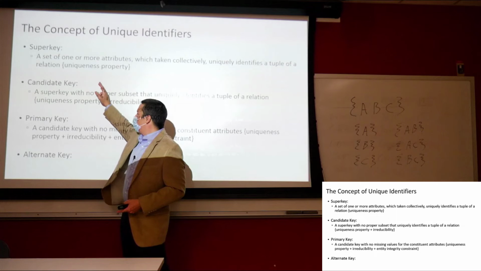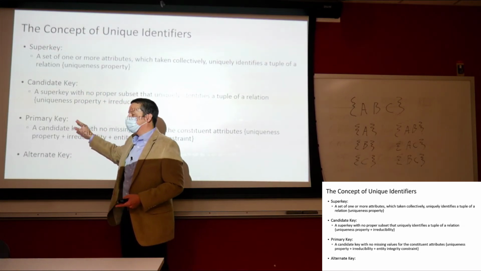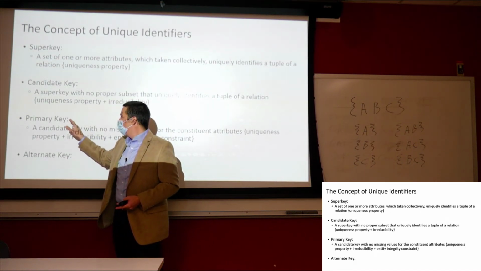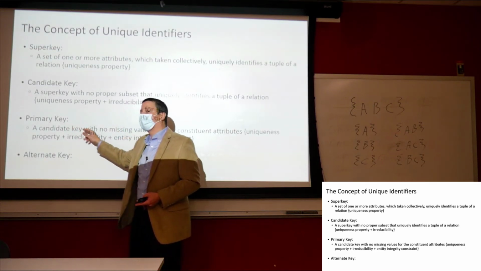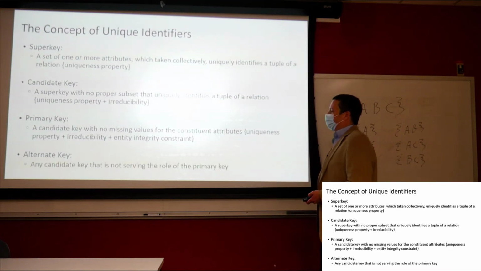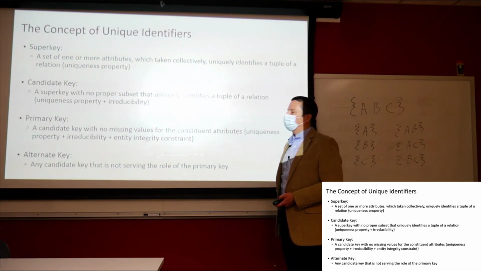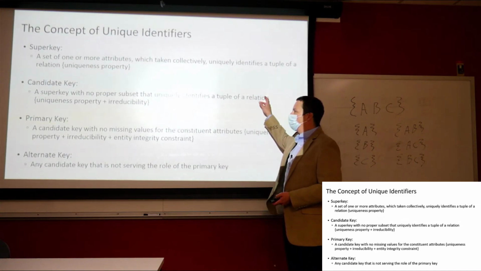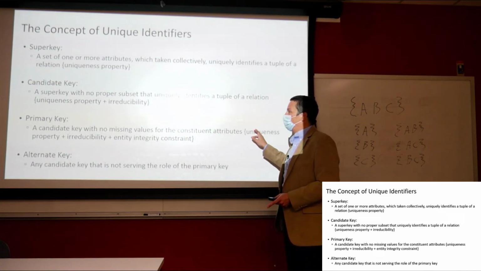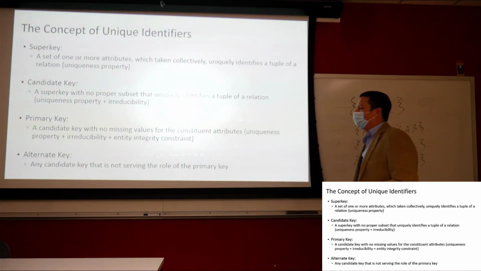So our candidate key is an irreducible unique identifier. Our primary key is a candidate key that we have selected to be our primary key. And once we do that, we can never have a null value for that candidate key or for any of the attributes that make up that candidate key. And then our alternate key is any candidate key that is not serving the role of the primary key. So we might have multiple candidate keys. We might only have one. We're going to select only one of them to be the primary key, and any candidate keys that we didn't select as the primary key, we will call an alternate key.